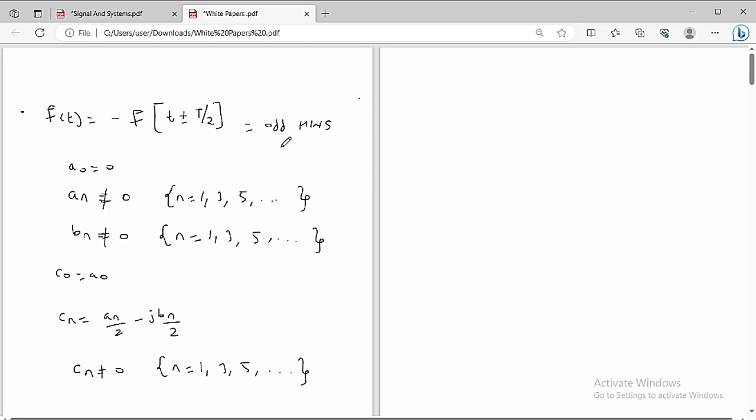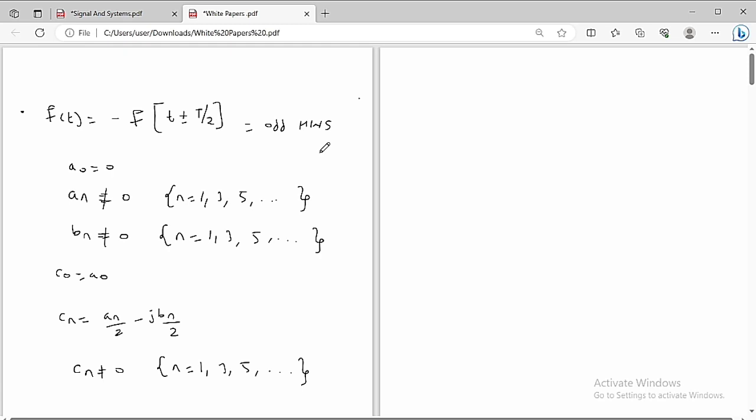Therefore we can say in the case of odd half-wave symmetry, A naught is equal to 0 and An is not equal to 0 for odd values of n and Bn is not equal to 0 for odd values of n. And C naught is equal to A naught and Cn is equal to An by 2 minus j Bn by 2 and Cn is not equal to 0 for odd values of n. So this point you have to keep in your mind. Therefore simply, odd half-wave symmetry means only the odd harmonics of the sine terms and the cos terms are going to be present.